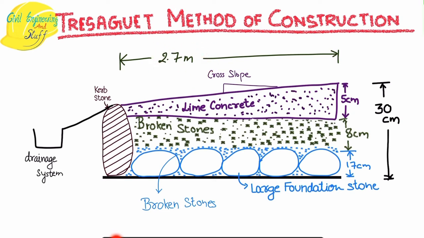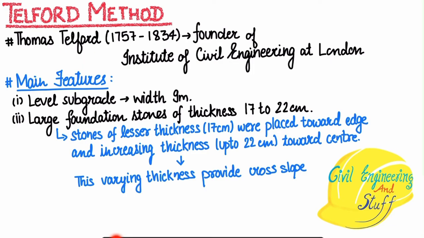Now, the limitations in the Trusgate method were, first of all, that it still used large foundation stones and there was no cross slope provided in the bottom layers. So these limitations were then covered in the construction method proposed by Thomas Telford. Thomas Telford was the founder of the Institute of Civil Engineering at London, and the road construction method that he proposed was known as the Telford method.